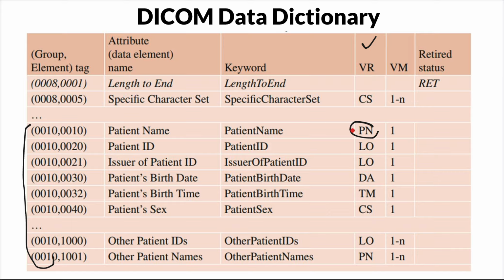Then here using P, and here using LO, I didn't talk about it. Then here using dates, then time. Then we also have sex, that will be the gender. All right, it goes all the way. All right, so this is something.